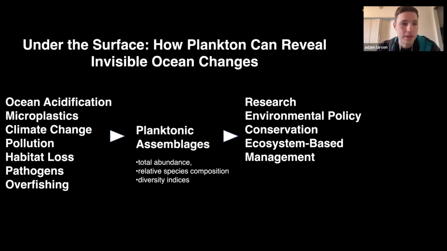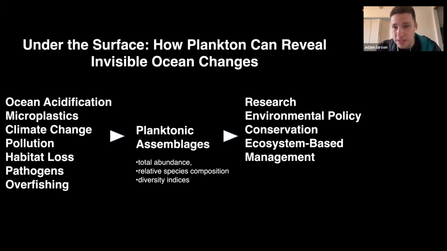For instance, with ocean acidification, a lot of these calcified plankton will not do so well. They won't be able to form their shells, and you'll see a real difference in the diversity indices and in the plankton composition. Microplastics we can directly see as readouts in our imaging system. As for pathogens and harmful algal blooms, you'll see a definite drop in the diversity in these various regions, and you'll see these blooms very clearly in these plankton images.